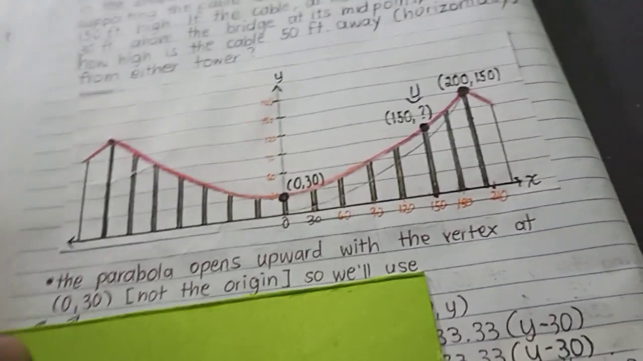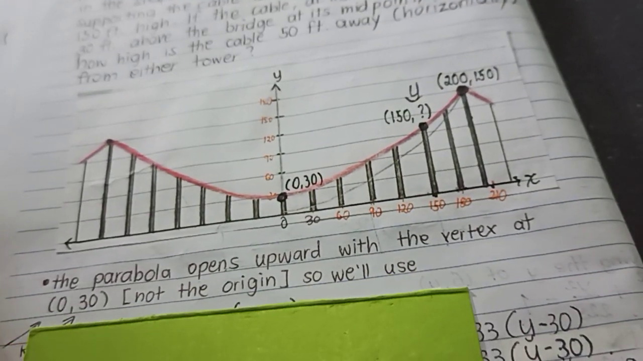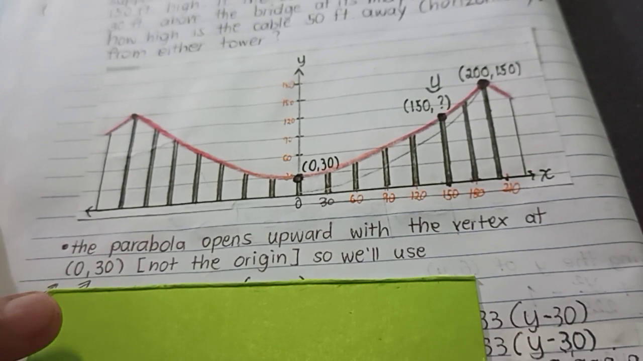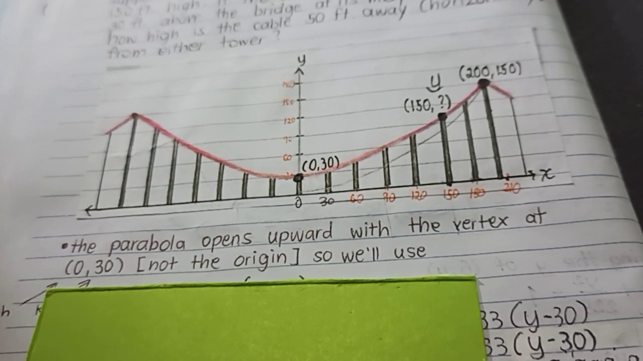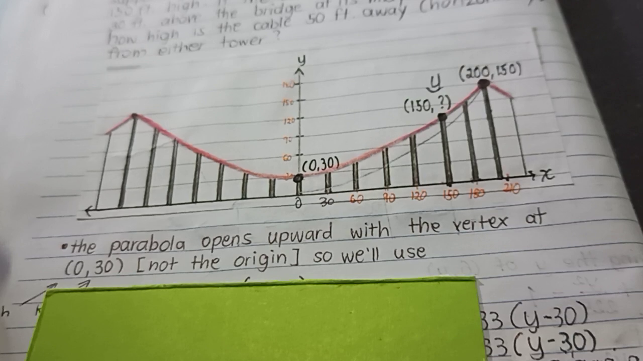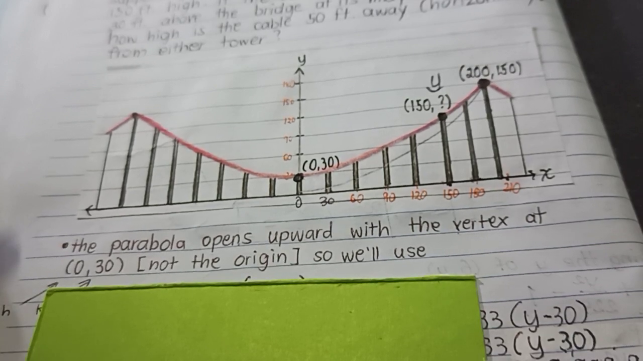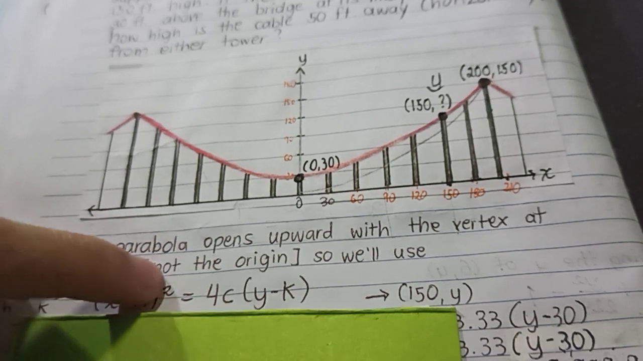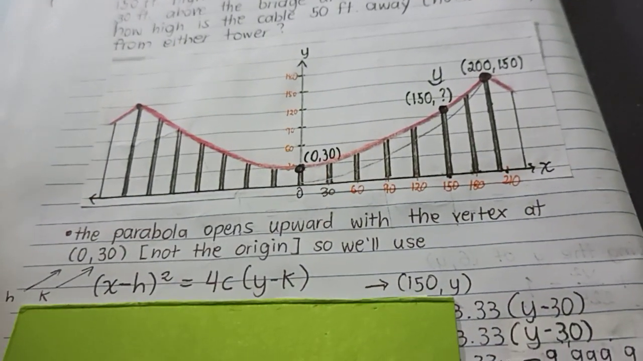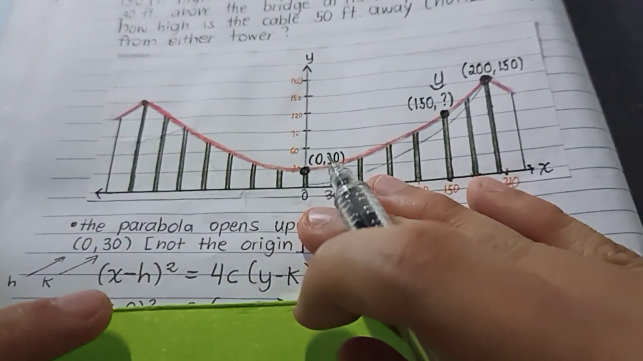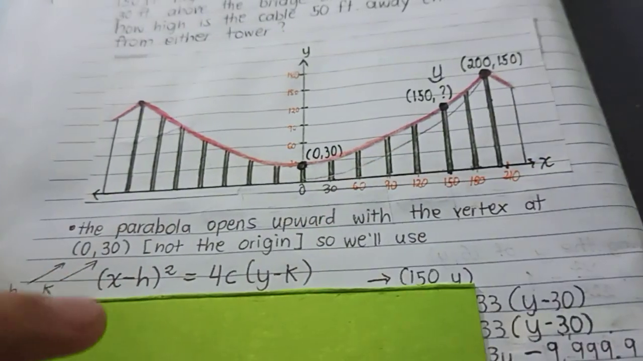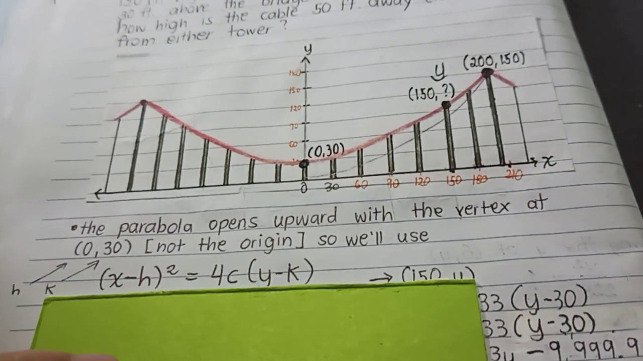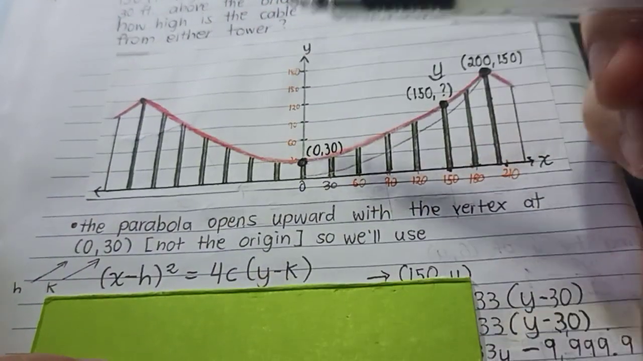So, what template will we use? If you remember, the template for an upward-opening parabola with center at h, k is similar to the upward-opening parabola with center at the origin, except that it has a minus h and a minus k. So where do h and k come from? H and k, no problem about that: the 0 and then the 30.